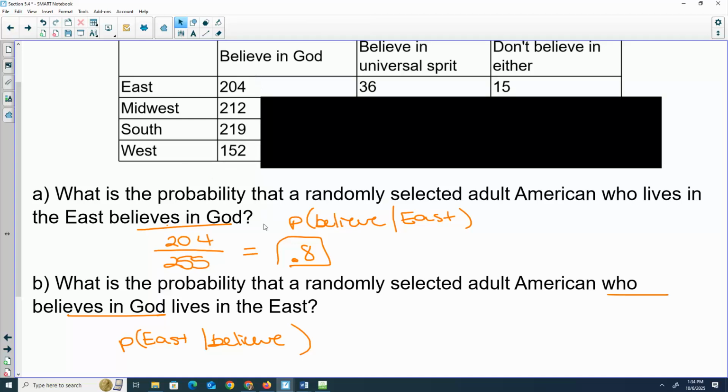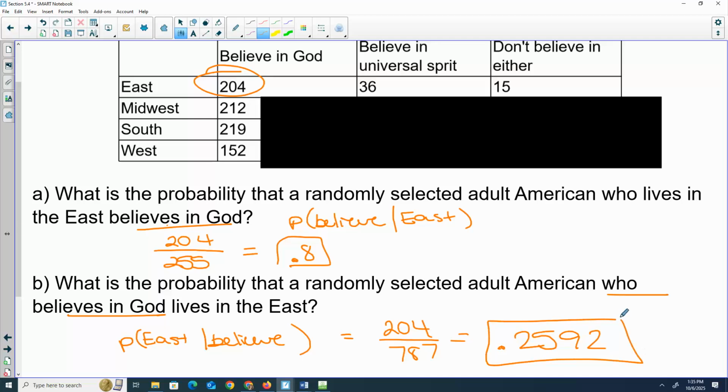So how many total people are there? 787, you said? Out of those, the ones that were from the east were 204. And so we get the probability. Notice the numerator was the same both times. The numerator was people from the east who said they believed in God. That's the same. The denominator is the condition. At the beginning, I knew they were from the east. At the end, I knew that first they said they believed in God. Right? Do you guys understand the difference there?